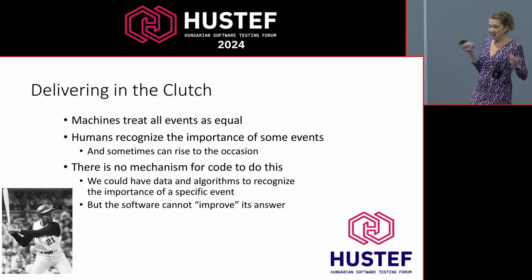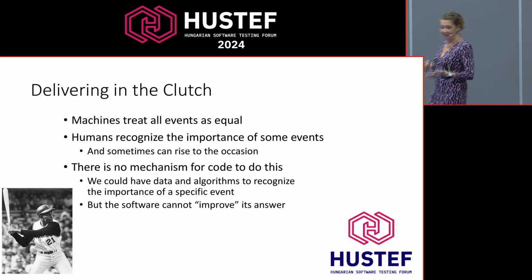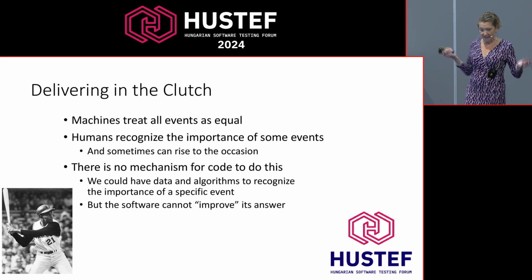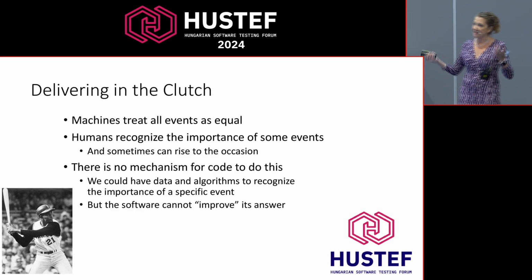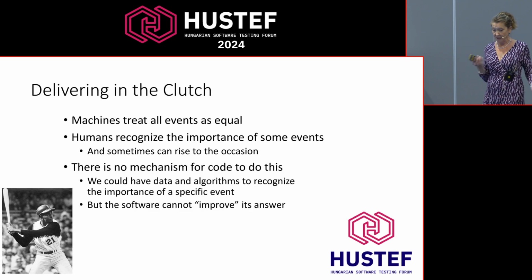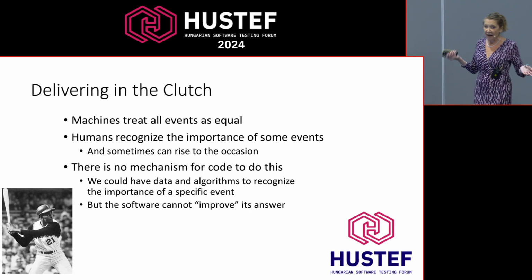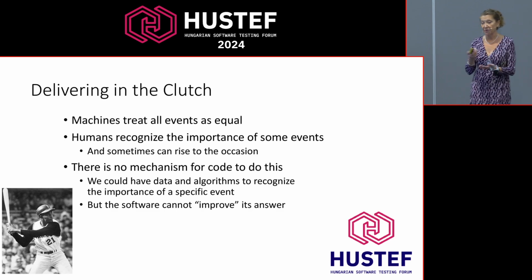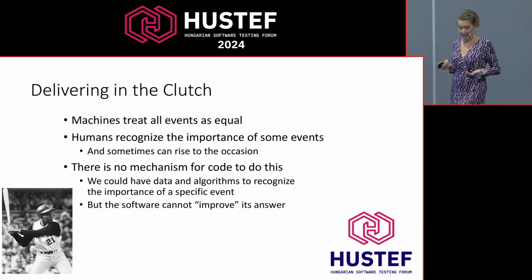The other issue that we need to consider is speed. Machines treat all events as equal. Humans recognize that some things are more important than others. How do we code for that? It's not exactly easy. We can train with data and use algorithms, but it's something to think about.